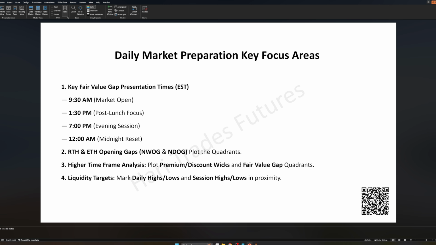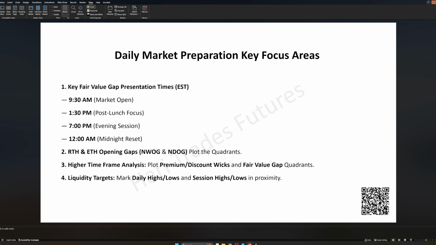And the next thing is you have to plot all your new week opening gaps and new day opening gaps on both RTH, that is regular trading hours, and exchange traded hours. If the gaps are large enough, then you may plot even the quadrant levels, the different quadrant levels.